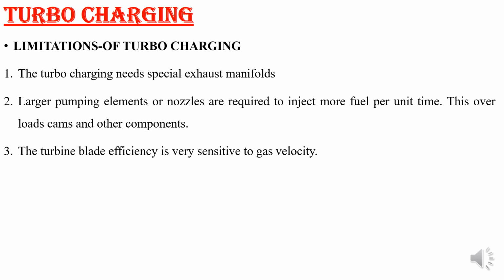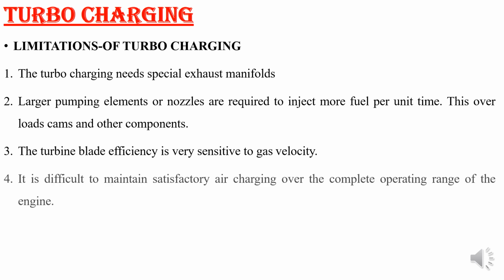Then the fourth disadvantage or limitation is that it is difficult to maintain satisfactory air charging over the complete operating range of the engine, because of a large amount of variation in the fuel consumption or air consumption depending upon different types. It is difficult to maintain the satisfactory air charging, meaning air supercharging. It is difficult to maintain at a constant pressure ratio. It keeps on changing.